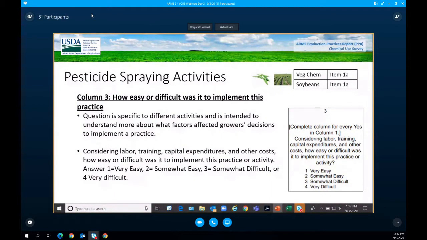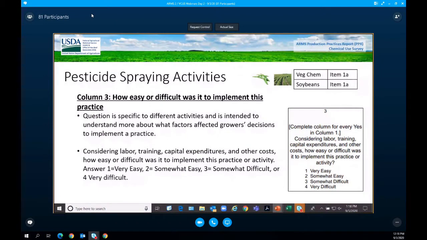In column 3, what we really want to get at is how costly the practice was. We're framing everything in terms of how difficult or easy a practice is to implement. Why are we doing that? Well, that's because this is the PPR, the Production Practices Report. If we were adding questions to the Production Practices and Cost Report, we could explicitly ask about costs, but we didn't add questions to that survey, and so we're going to stay a little more general.